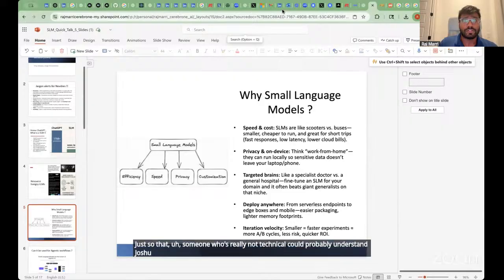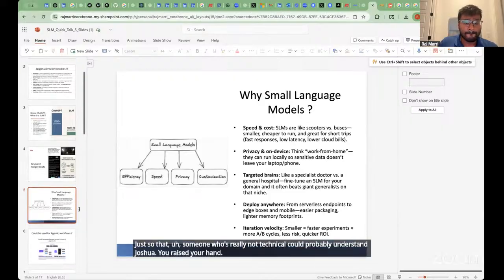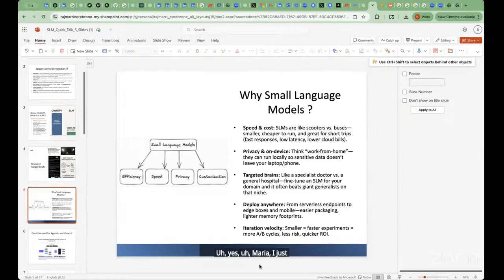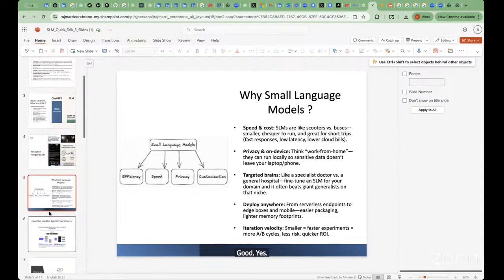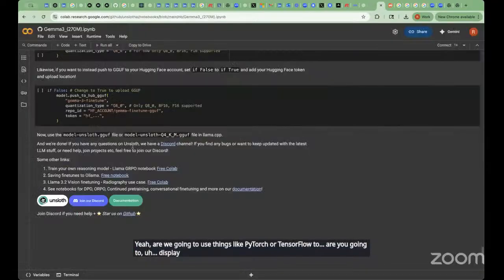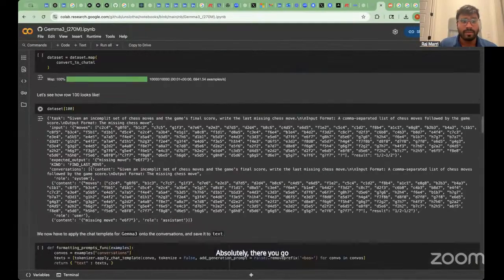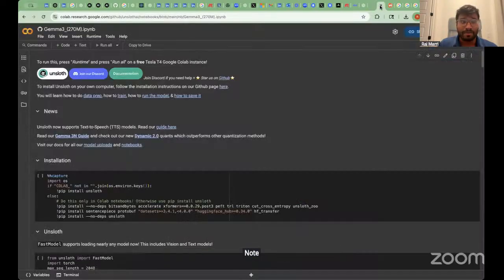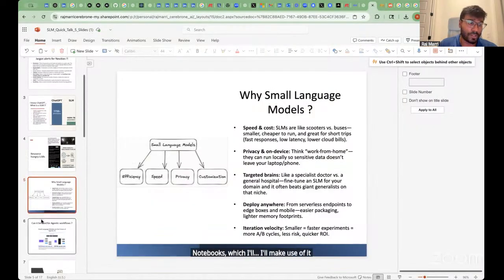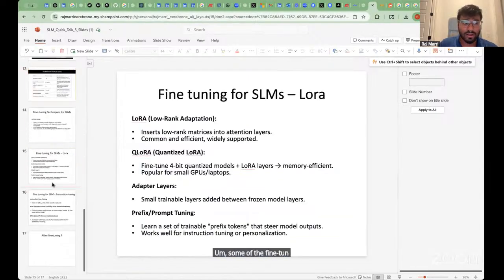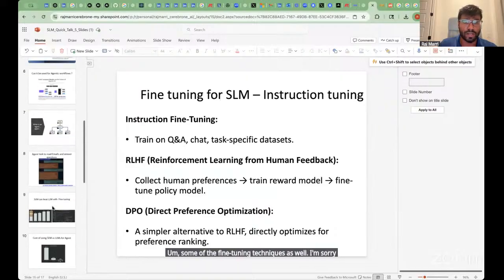Joshua, you raised your hand. Yes, go ahead. I just have one query. In today's agenda, when you say fine tuning, are we going to use things like PyTorch or TensorFlow? Are you going to display one of those softwares? Absolutely. Okay, thank you. So there are Unsloth notebooks, which I'll make use of, and we'll also be going through some of the fine tuning techniques as well. I'm sorry, I should have put this agenda beforehand.